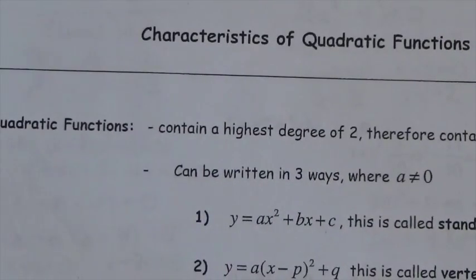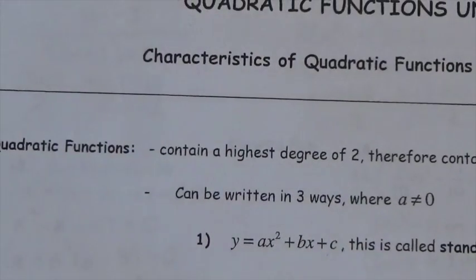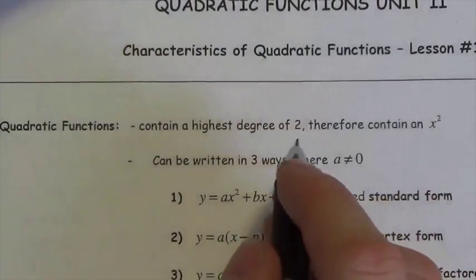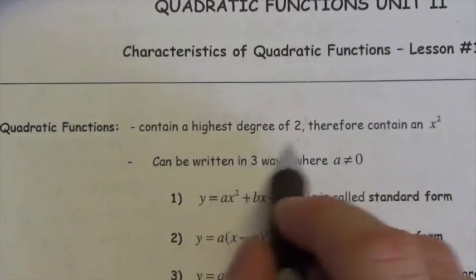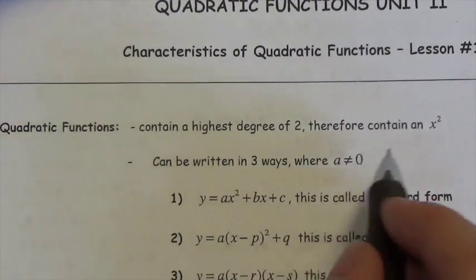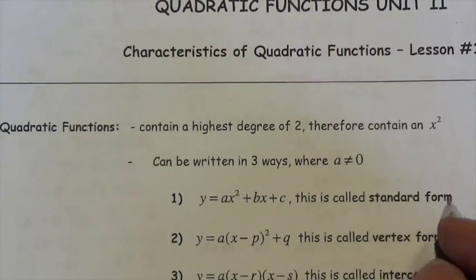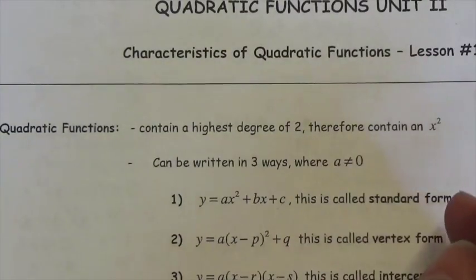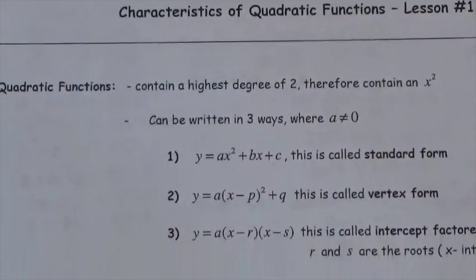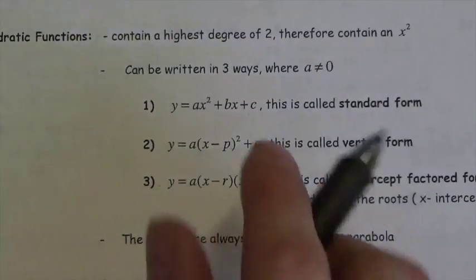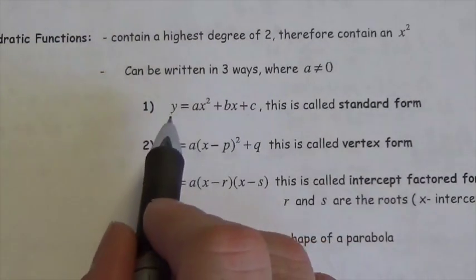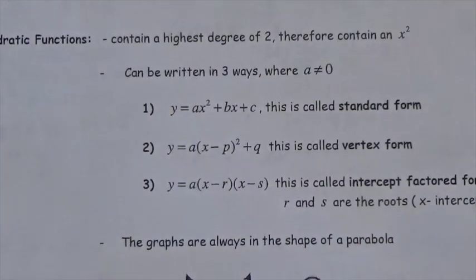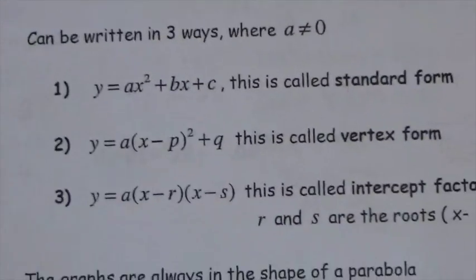To start off with, when we take a look at a quadratic function, these are functions that are degree 2. Therefore, they have an x squared somewhere in them, so our independent variable is being squared somewhere in the expression. Now, there are three important ways that we can write these quadratic functions. We can write it as y equals ax squared plus bx plus c.